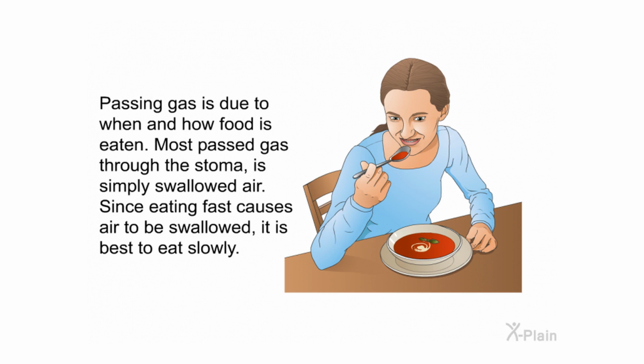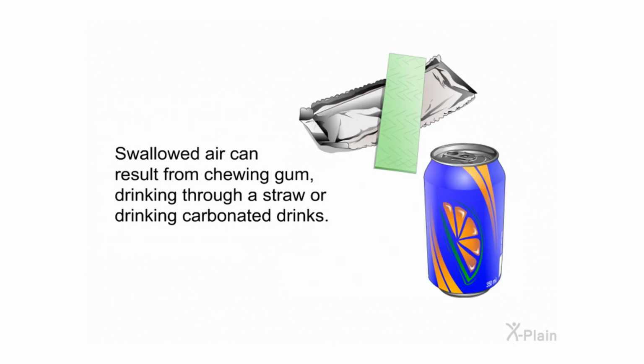Passing gas is due to when and how food is eaten. Most passed gas through the stoma is simply swallowed air. Since eating fast causes air to be swallowed, it is best to eat slowly. Swallowed air can result from chewing gum, drinking through a straw, or drinking carbonated drinks.